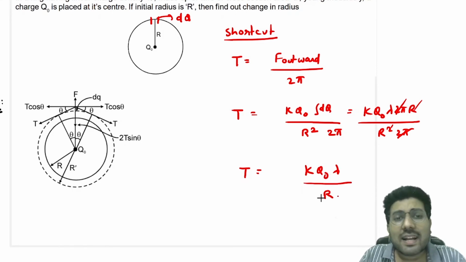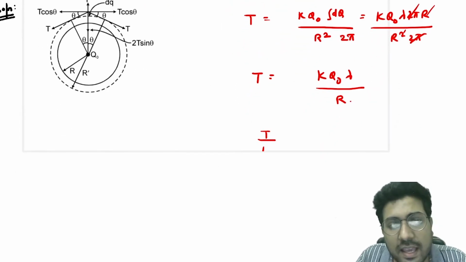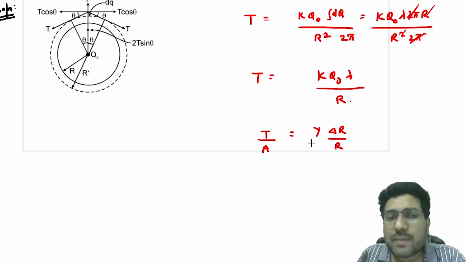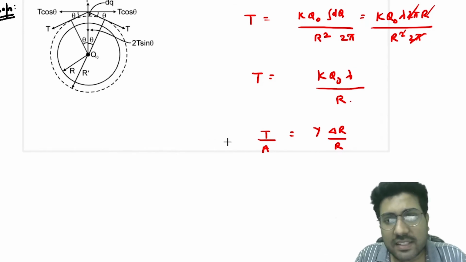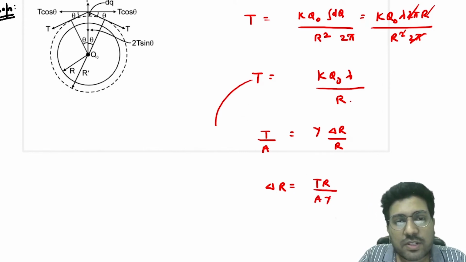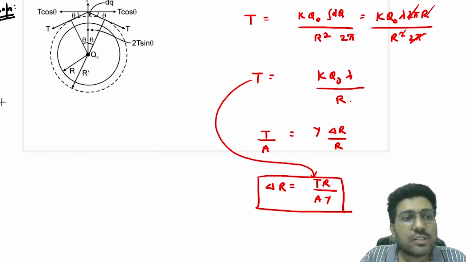Once you get the tension, then again the same thing, you will say that T by A, that is the stress, is equal to Y delta R by R. You can also write 2 pi delta R by 2 pi R, but 2 pi will get cancelled anyways. So you will write delta R is equal to TR by AY. Just put the value of T here, you will get the change in radius. That is what is asked in this question.